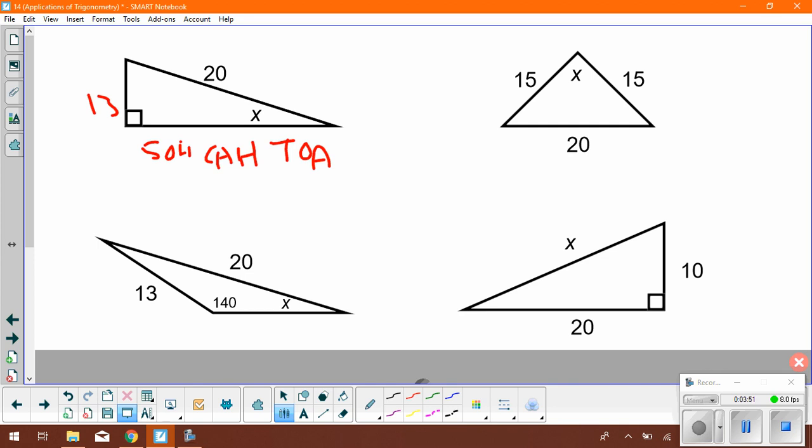For the top right, I've got three sides, and I'm missing an angle. So we covered this case yesterday. This one is cosine law. I don't know if I have a right angle in there or not, so I have to use cosine law.